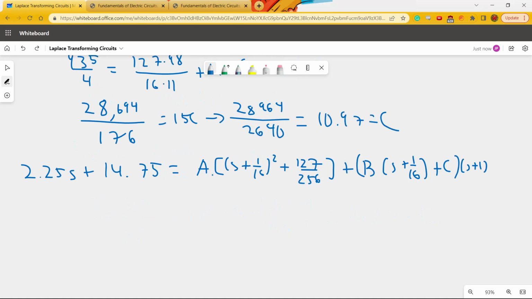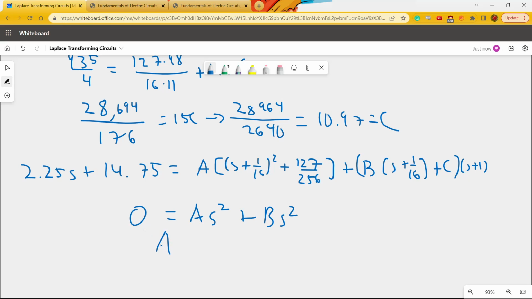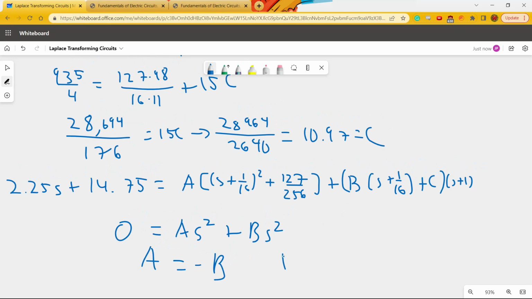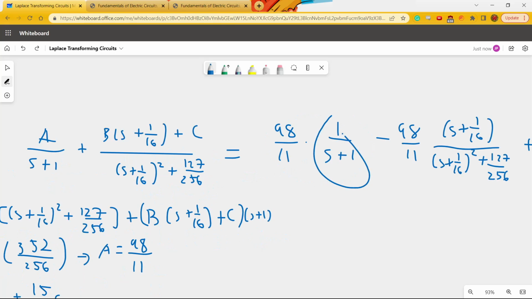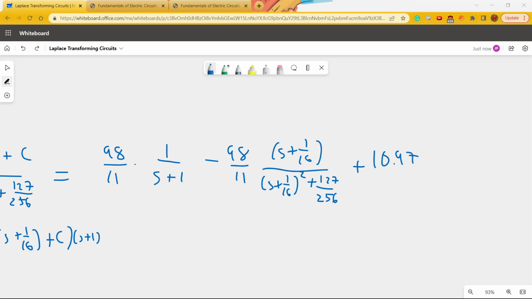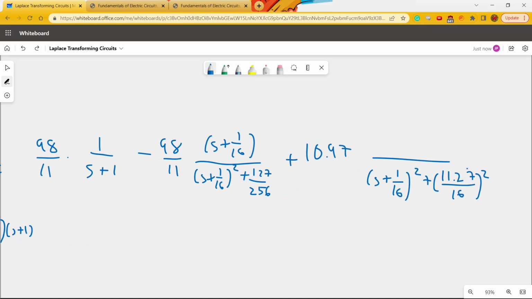In order to quickly solve for A, I'm just going to collect all the s squared terms in this entire situation. We know that the s squared term here is simply A s squared, and the s squared term here is just going to be B s squared. And we know that there's no constant in front of s squared on the left side, so that's just equal to 0. So we now know that A is equal to negative B. B is therefore equal to negative 98 over 11. From the original format here, then, we've got our 98 over 11 times 1 over s plus 1, minus 98 over 11 of all this mess, and then 127 over 256 is equal to 11.27 over 16 squared.